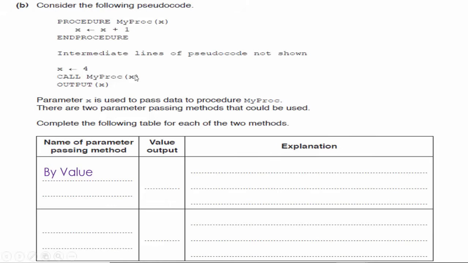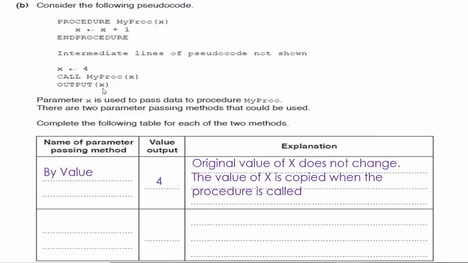If we pass a copy of X, which is 4 up here, X is 4 plus 1, which is 5. Then if we output it, because it makes a copy, the output value is still going to be 4. And that is because the original value of X does not change. The value of X is simply copied when the procedure is called. Now, if we had the output up here in this procedure, it would be 5. But once we return, X has not been changed. The copy of X has been changed, but we're not calling the copy of X. It just copied that value. If we wanted to change, that brings us to by reference.